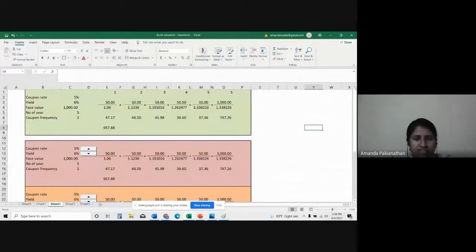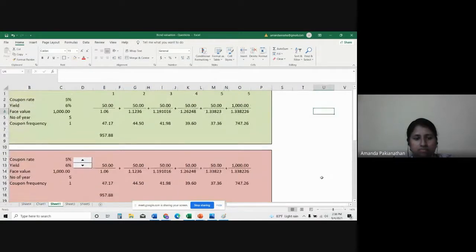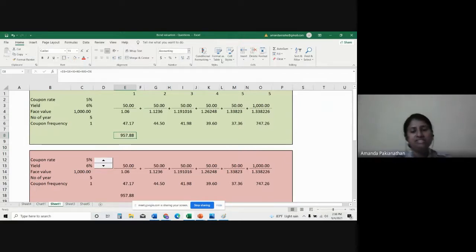Now can you see, this was our earlier example. In the earlier example, we had a coupon payment of $50 per year, and then you have 1,000 coming in the last year. Then you have the discount rates. You arrive at the true price of the bond as 957.8.